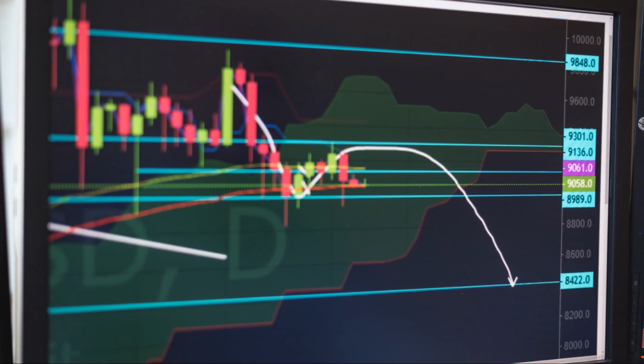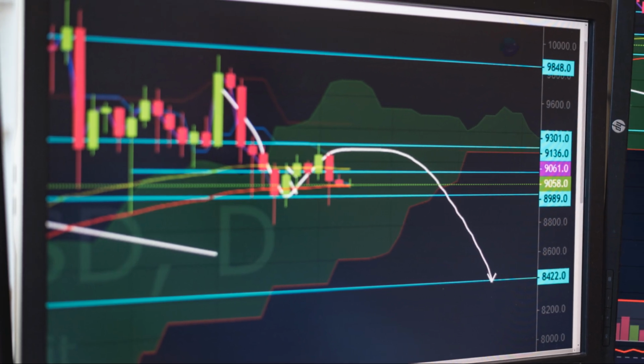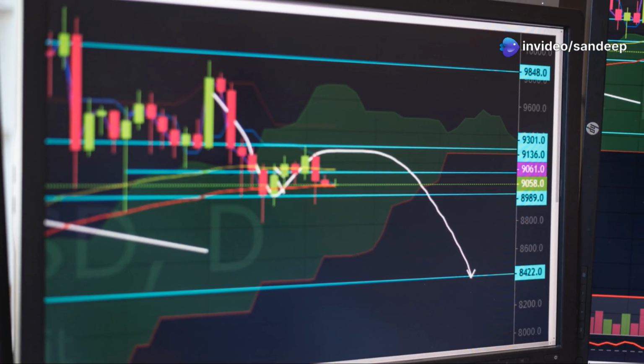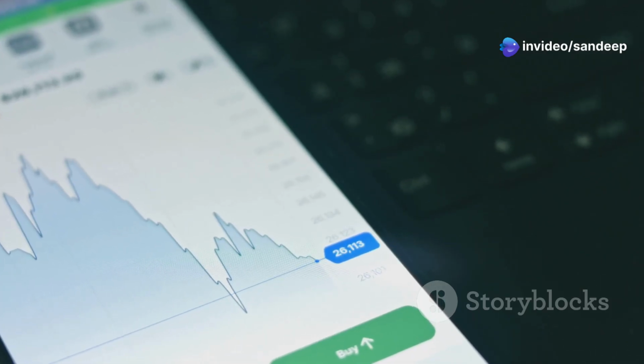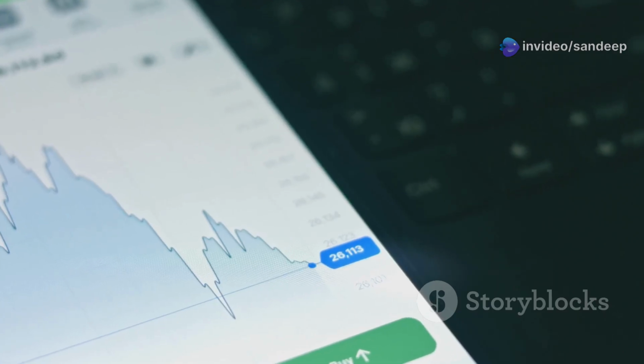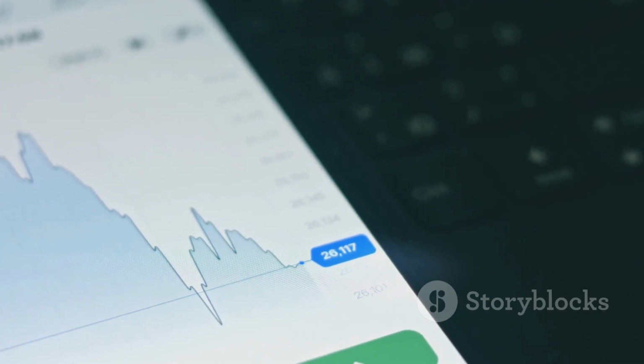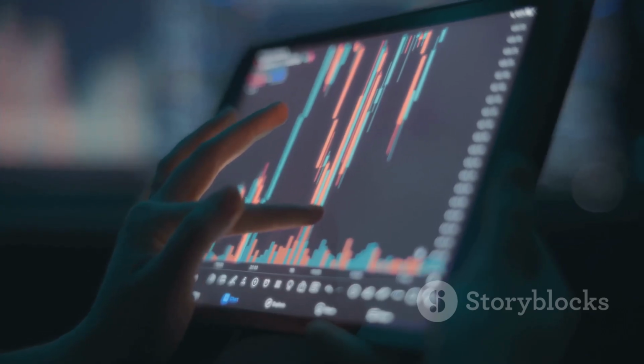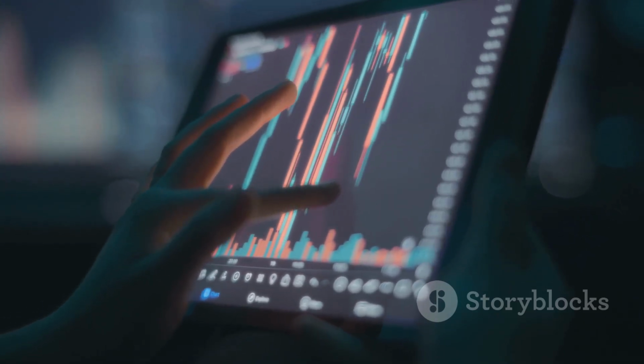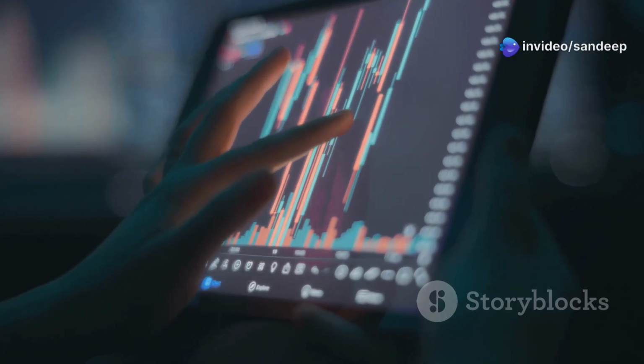Support is a price level where a downtrend can be expected to pause due to a concentration of demand. Basically, it's a price point where a lot of buyers tend to step in and start buying, which prevents the price from falling further. The more times a stock price hits this floor and bounces off it, the stronger that support level is considered to be.